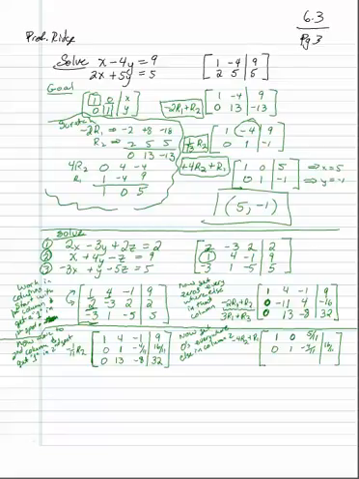Okay, and then negative 4 times 16/11ths is negative 64/11ths, plus 9, which is 99/11ths, so that's 35/11ths. Okay, now that's row 1 done.